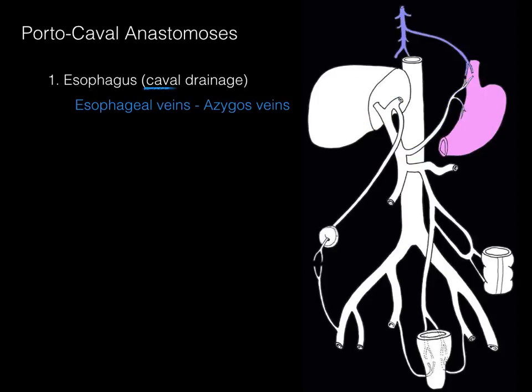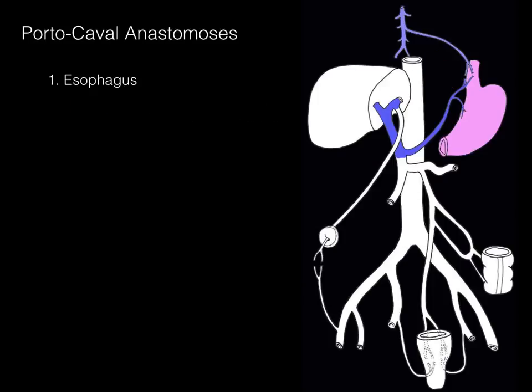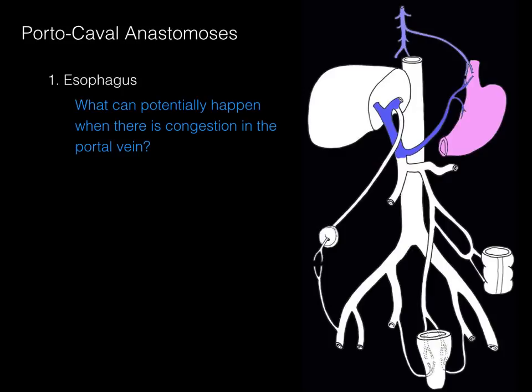But the distal esophagus also has caval drainage, where some of the blood also drains through these esophageal veins that go directly to the azygous veins, which then go into the superior vena cava. So the distal esophagus has both portal and caval drainage at that junction. So why do we care about this? What's so significant? What can potentially happen when there's congestion in the portal vein?